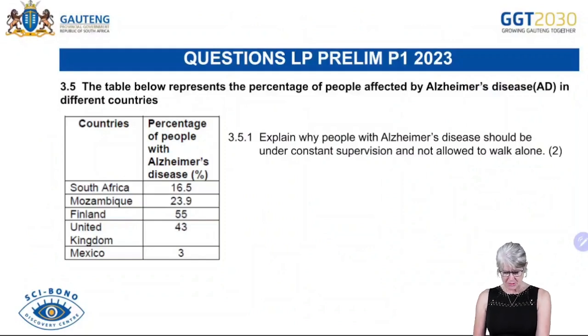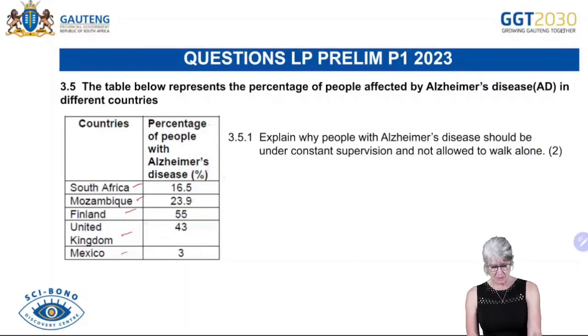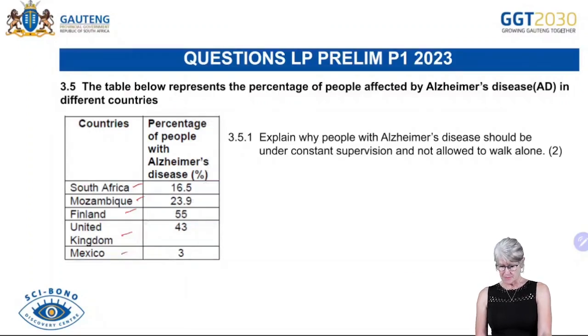All right, but the first question, so let's look at the table. Here we see the different countries: South Africa, Mozambique, Finland, United Kingdom, and Mexico. And then they give us the percentage of people with Alzheimer's disease. South Africa is 16.5%, Mozambique is 23.9%, Finland 55%, United Kingdom 43%, and Mexico only 3%.